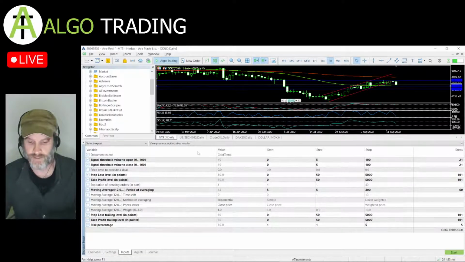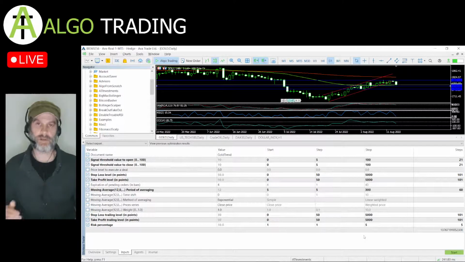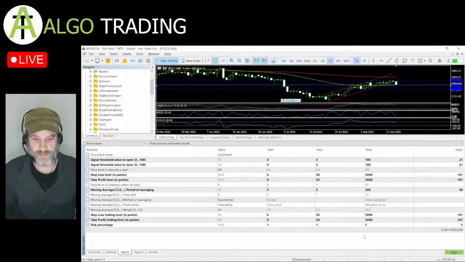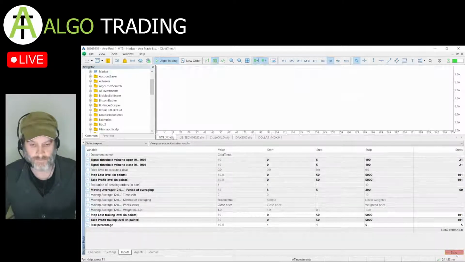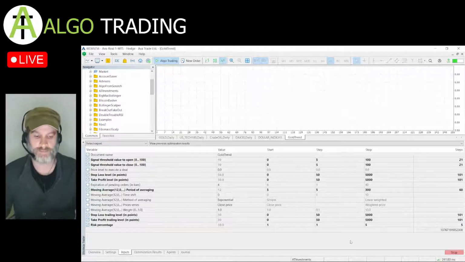No questions yet. Cool. Now we're going to run the optimization. So basically what this is going to do is find the best levels for this, and we're going to run on the daily chart. So I'm going to start that. Okay, so the optimization is running.